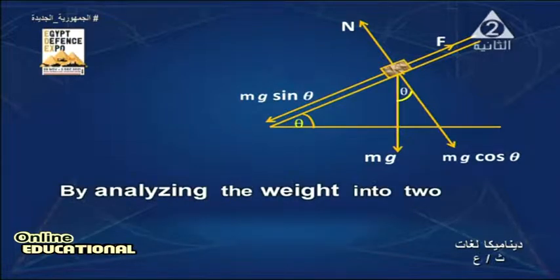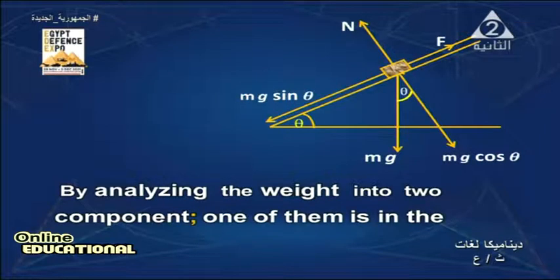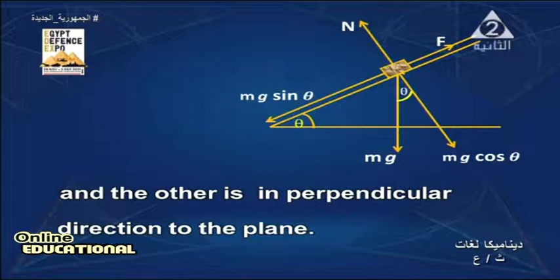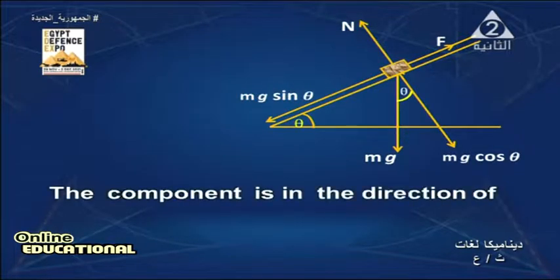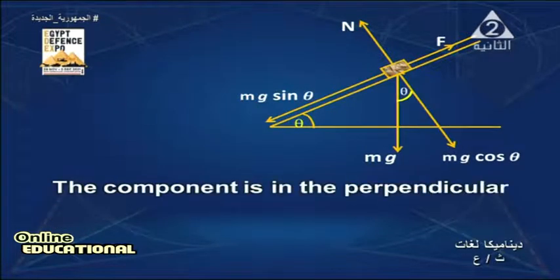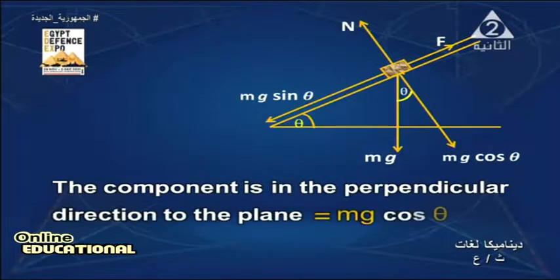By analyzing the weight into two perpendicular components, one of them is in the direction of the plane downwards, and the other component is in the direction perpendicular to the plane. Then the component in the direction of the plane equals mg sine theta, and the component in the direction perpendicular to the plane equals mg cosine theta.